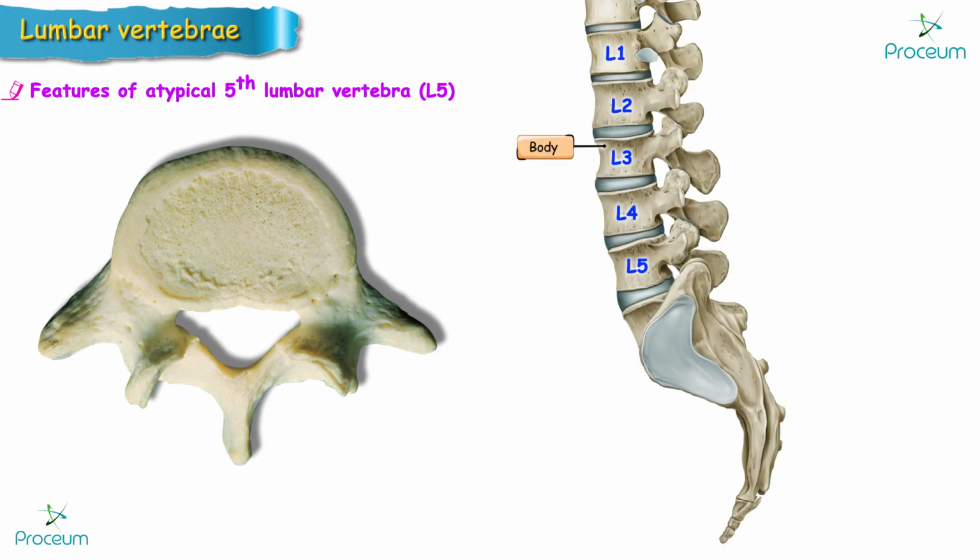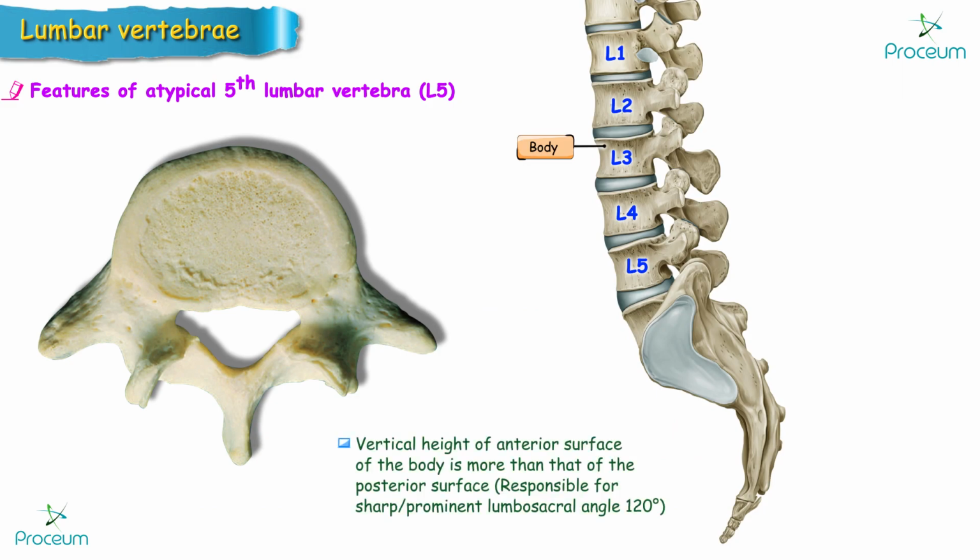The body is the largest of all the lumbar vertebrae. The vertical height of the anterior surface of the body is more than that of the posterior surface. This difference is responsible for a sharp or prominent lumbosacral angle of about 120 degrees.